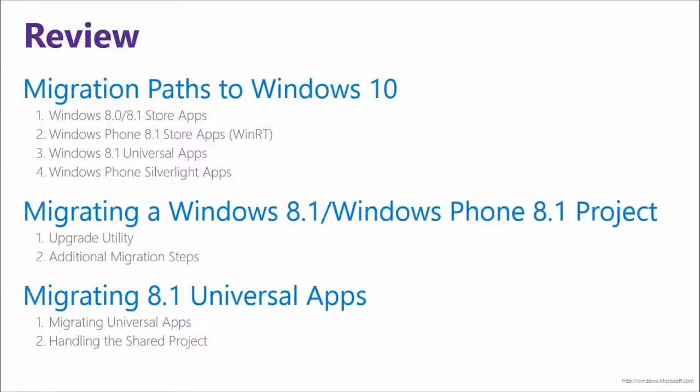So you saw a very quick look at that impressive demo, Andy. Thanks, Jerry. Yeah, thank you. So let's just review what we saw in this session. We looked at where your starting point might be in migrating an existing app onto 10. We then went through our little upgrade utility that helps to do the conversion of your project file and your app manifest. And then we ran through those additional migration steps that you need to think about. And then finally, we looked at migrating 8.1 universal apps.